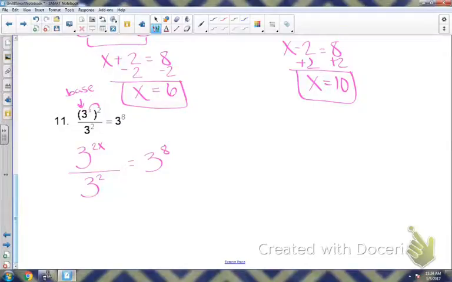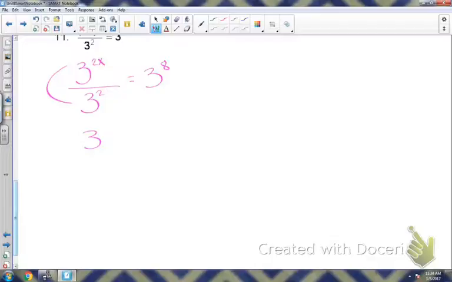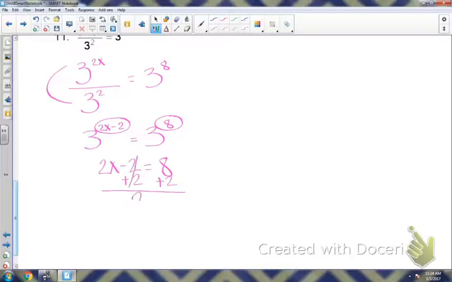Now notice here, we're dividing and the bases are the same. When we divide, we can subtract the exponents. So my base stays as 3, because those are bases. I take the top exponent, 2x, minus the bottom exponent, which is 2. That will equal 3 to the 8th. Once I have that, then I can set my exponents equal to each other in order to find what x would equal. So 2x minus 2 equals 8. So add 2, and you end up with 2x equals 10. So x would equal 5.